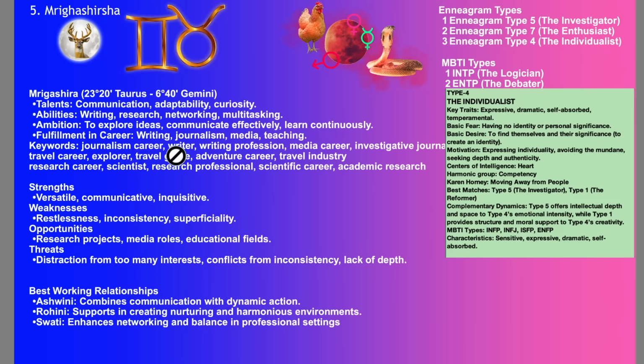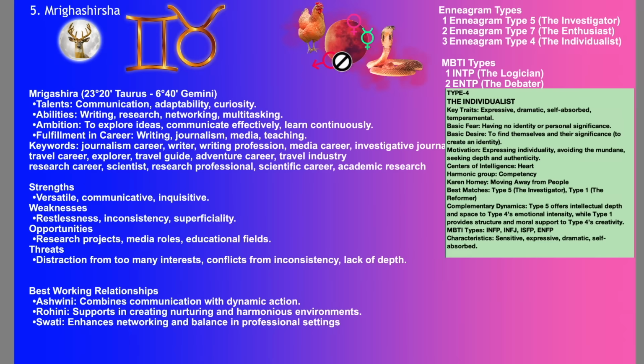Journalism career, writer, writing profession, media career, investigative journalism. Why? Because they don't have to deal so much with people. The individualists, as Mars Nakshatras and as Mars dominant, Mars being a malefic, all malefics try to take out the life spirit and just reduce it to things. They are interested in the things part of things. They are not so much interested in life. That's why they are called malefics.